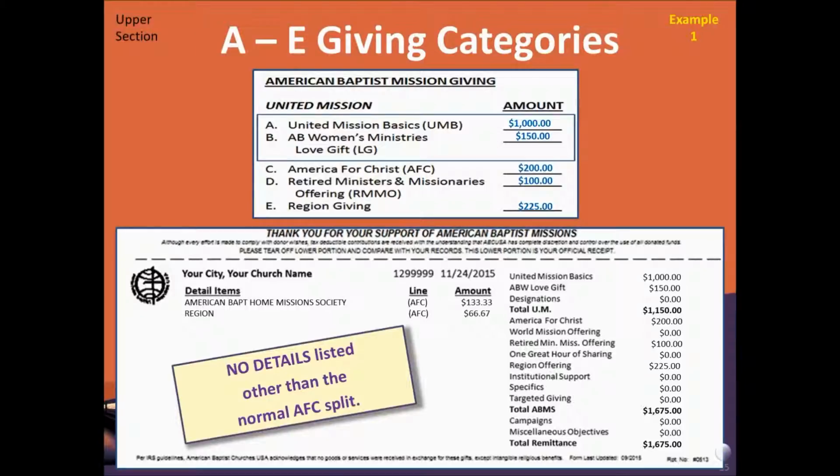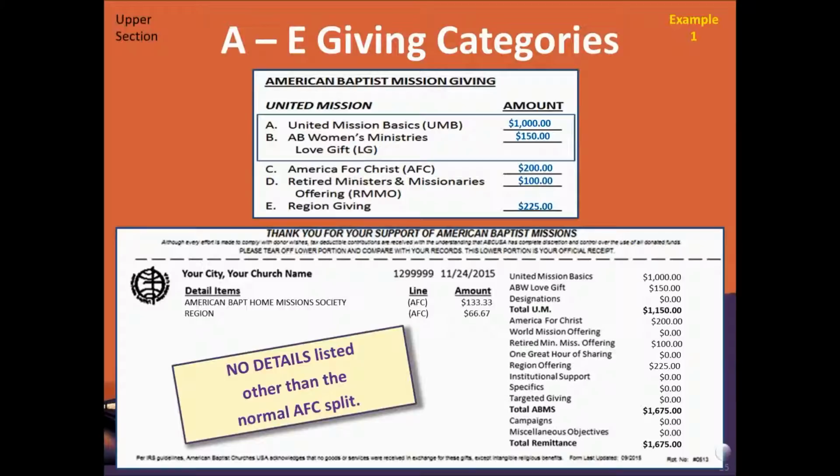So let's take a look at the upper part. This is what you would fill in, and then this is what your receipt would look like when you get it back. You'll see that everything down the right side is as it should be. We have $1,000 in United Mission Basics. We have $150 for the Love Gift, and then we have a total for United Mission.